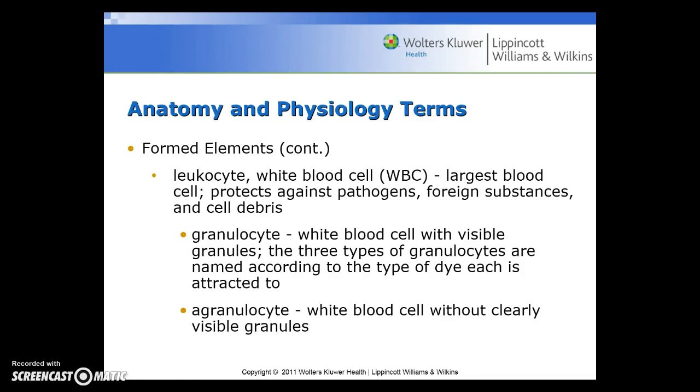When we talked about the formed elements, leukocyte, which is the white blood cell, or WBC, that's the largest blood cell, and it protects against pathogens, foreign substances, and cell debris. The granulocyte is the white blood cell with visible granules, and the three types of granulocytes are named according to the type of dye each is attracted to. So an agranulocyte is a white blood cell without clearly visible granules.